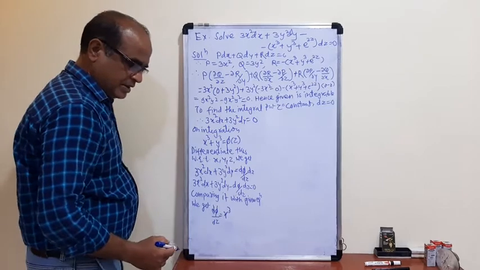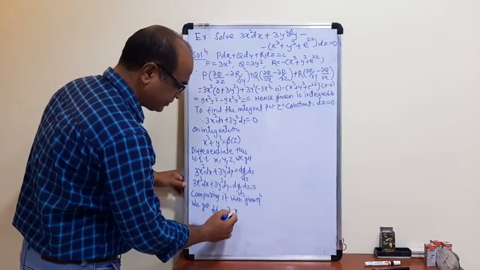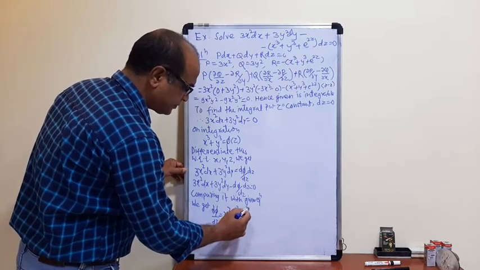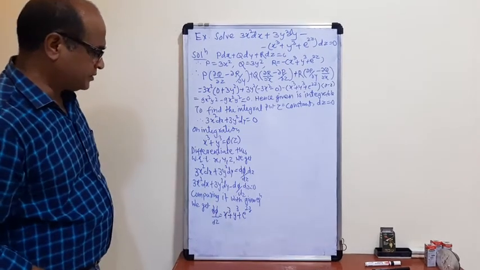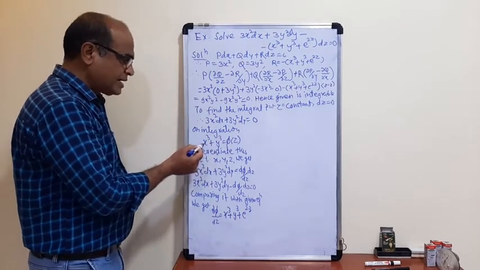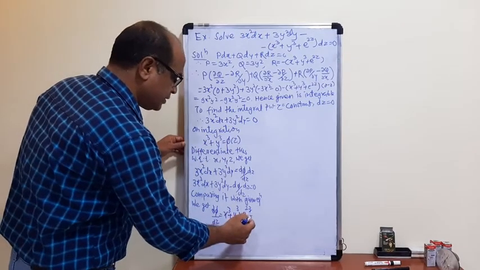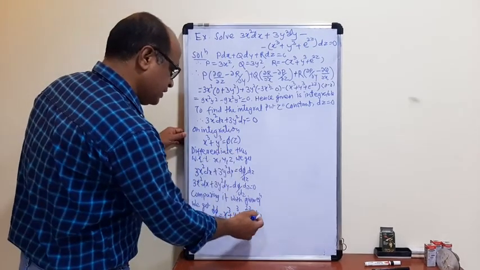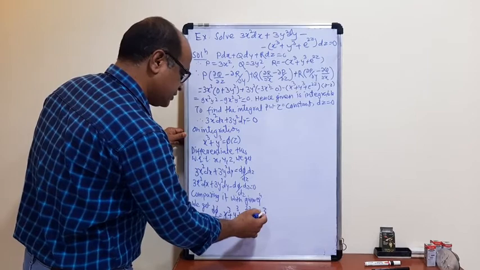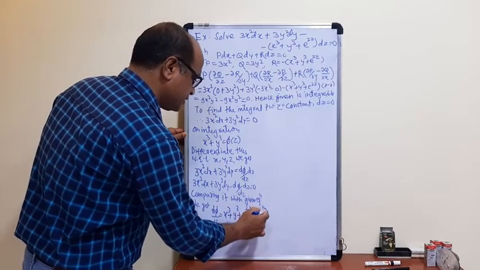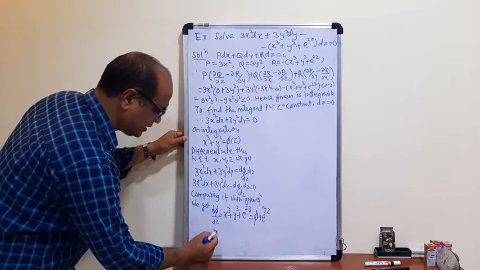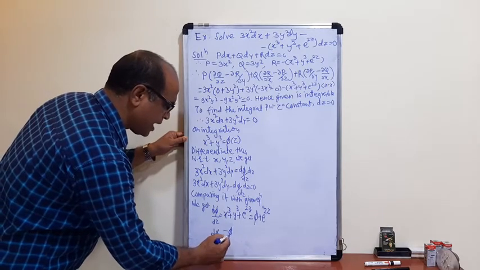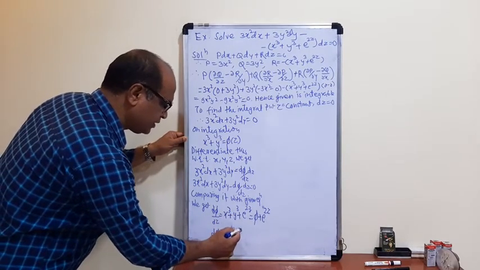cube plus y cube plus e raised to 2z. Okay, e raised to 2z. But what is x cube plus y cube? X cube plus y cube is equal to pi z, or simply pi plus what? E raised to 2z. So we write here, so that is d phi by dz minus pi is equal to e raised to 2z.